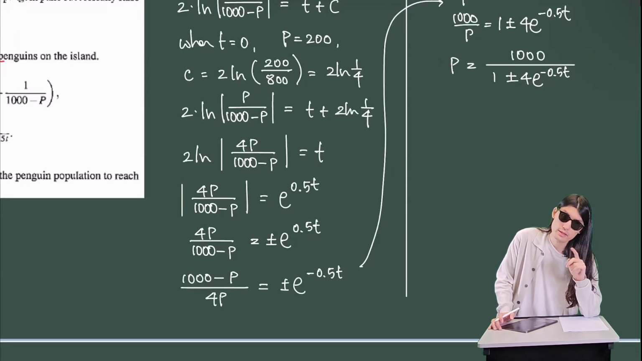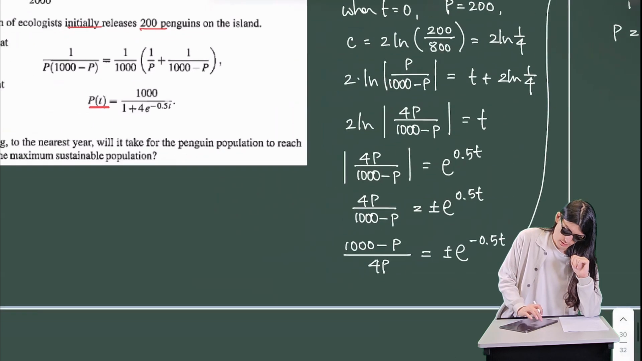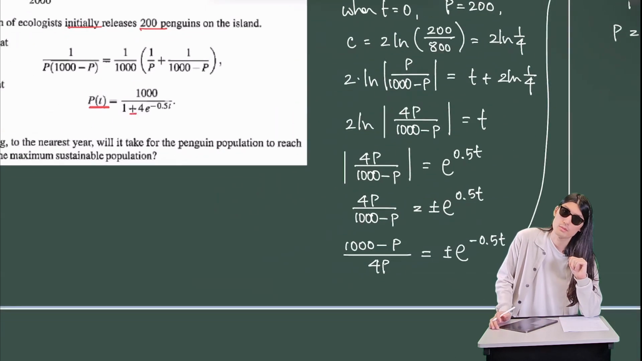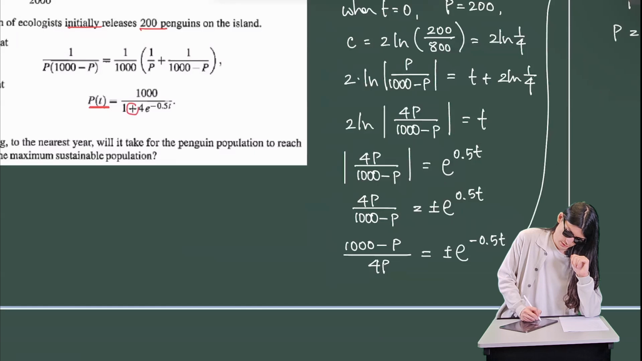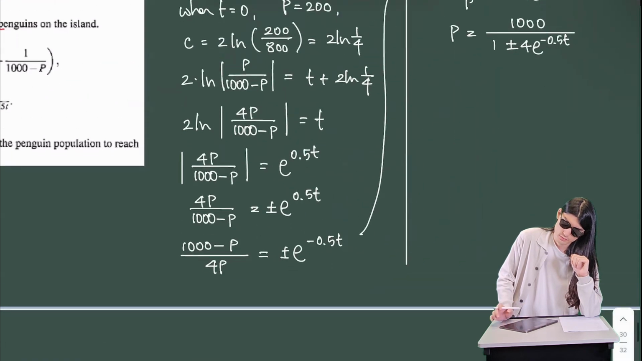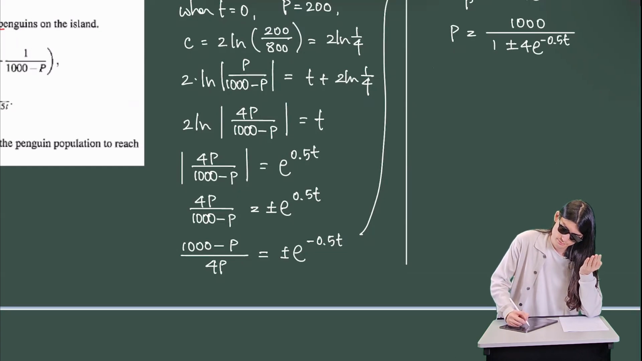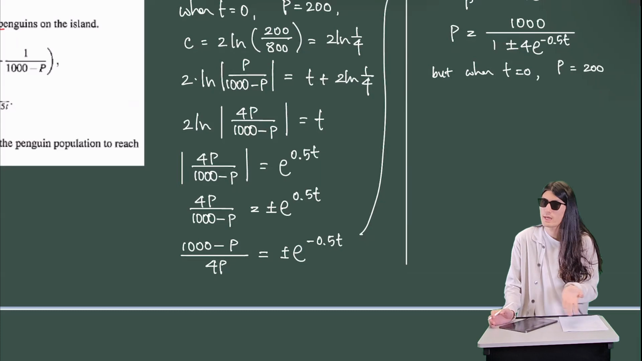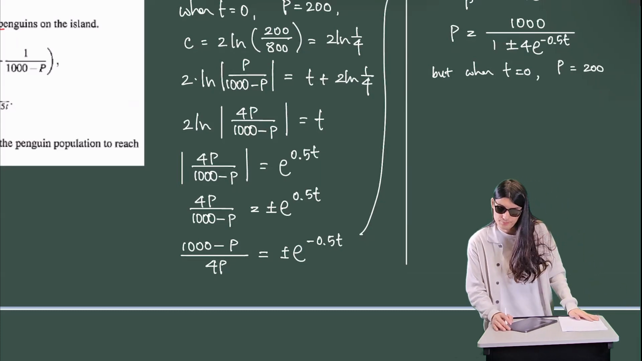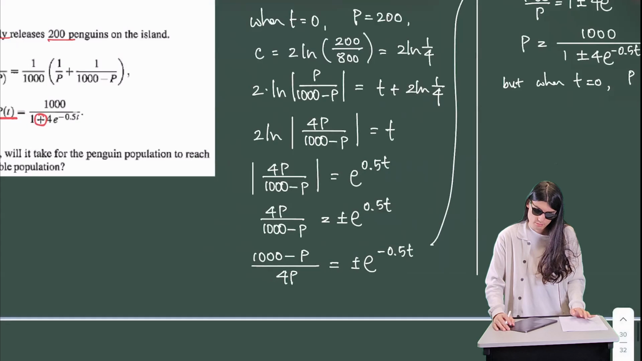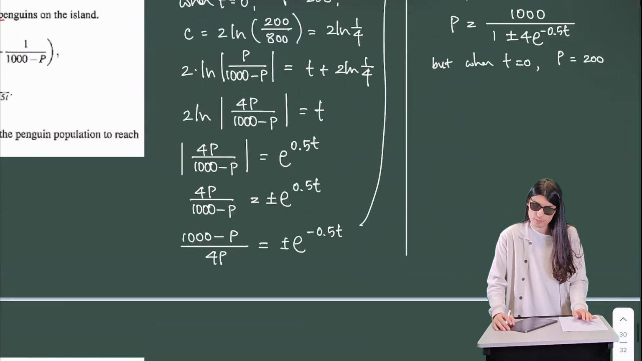Of course, that's not exactly the expression that they wanted in the question. They wanted, guys, the plus, not the minus. So for that, all that you have to do is once again use the initial value that they have given you. When time 0, population is 200, right? And then which one, plus or minus, satisfies that condition? It's got to be the plus. That's why the answer has got the plus sign.